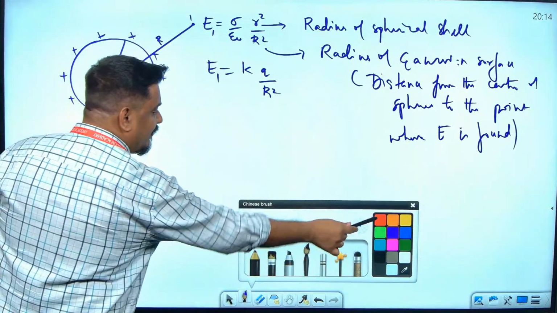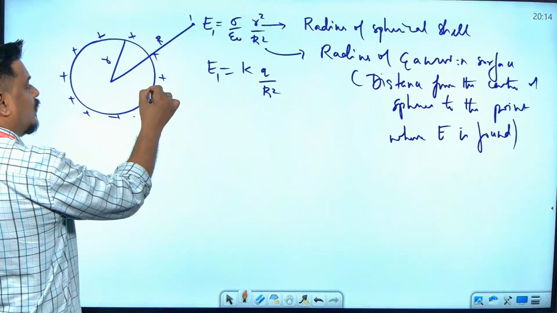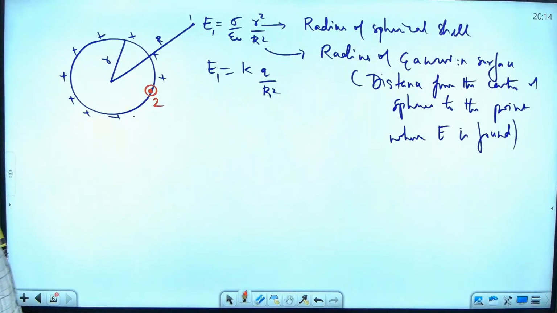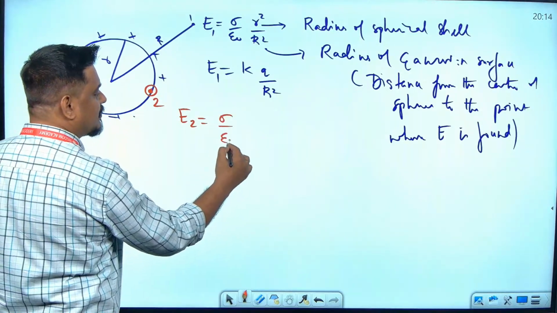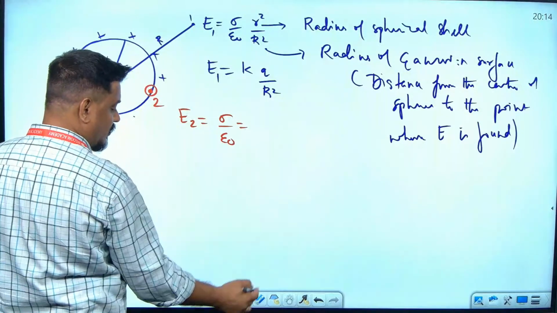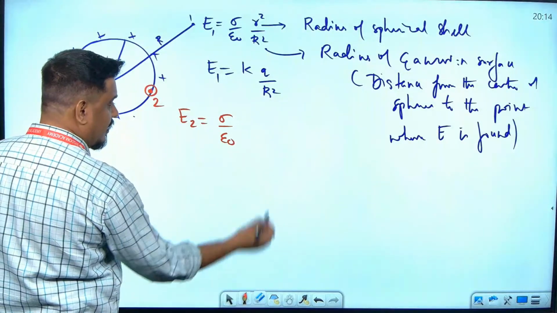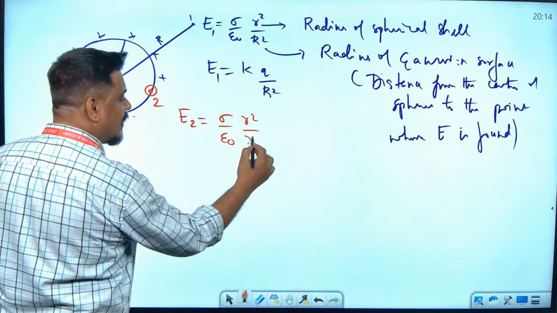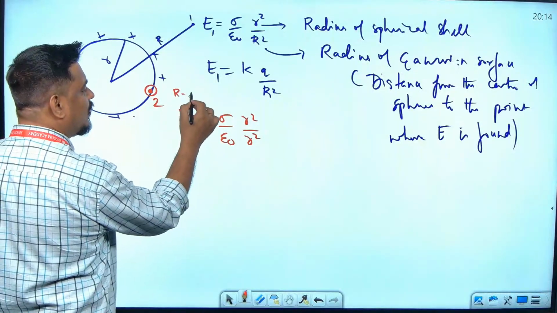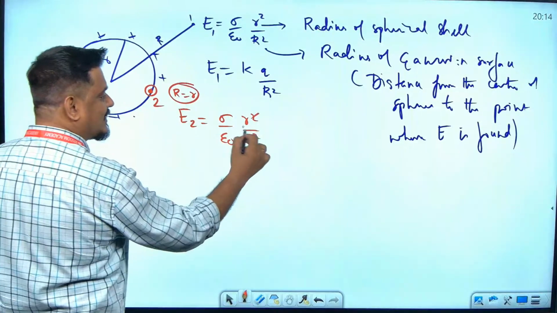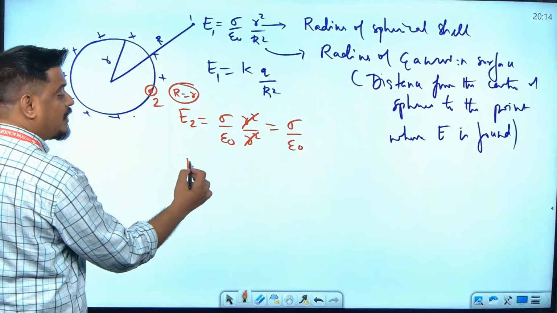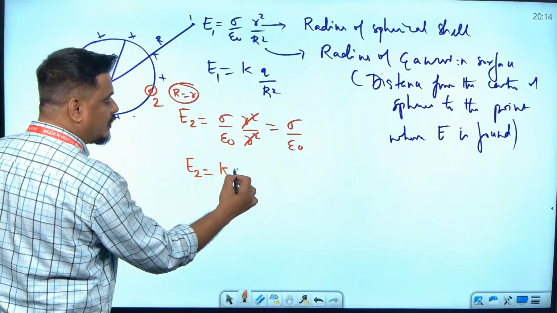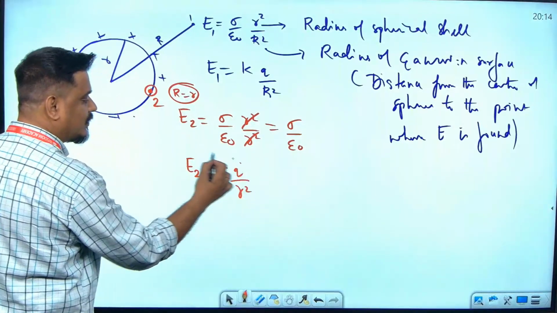Now, if I am talking about point 2, which is lying on the surface of the spherical shell, then what will happen at point E2? It will become equal to sigma by epsilon naught into r square by r square, because capital R becomes equal to small r here. This 2 gets cancelled, finally we are going to get sigma by epsilon naught. And what about E2? One more way, k into small q by small r square. Is it clear to you?